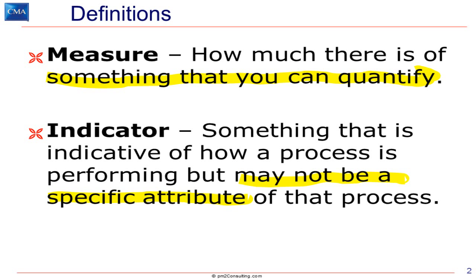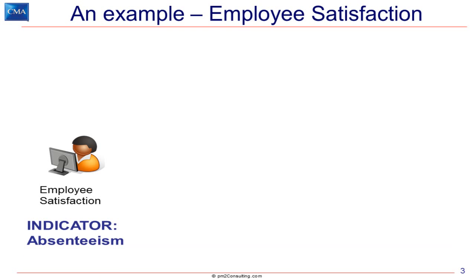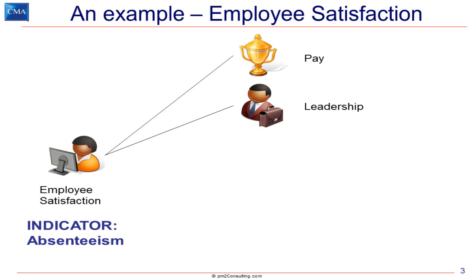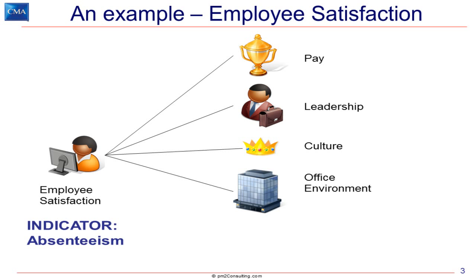attribute of that process. So for example, if we're taking a look at employee satisfaction, we might choose an indicator of something like absenteeism. In this organization, you might believe that if employees are unhappy, they may tend to book off sick more. So absenteeism is an indicator of whether they're unhappy, but it doesn't tell us specifically what might be wrong. For an employee, it might be having to do with pay and rewards, maybe leadership issues, could be the culture where they're working, even the office environment, or development opportunities.